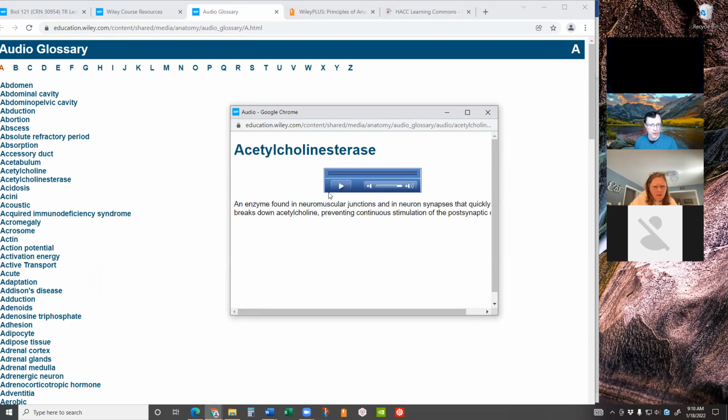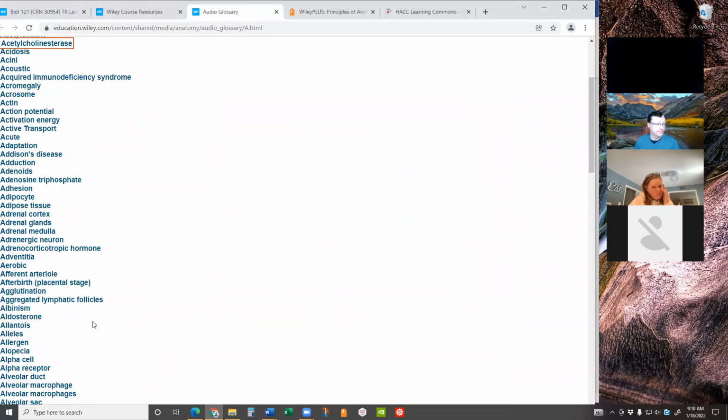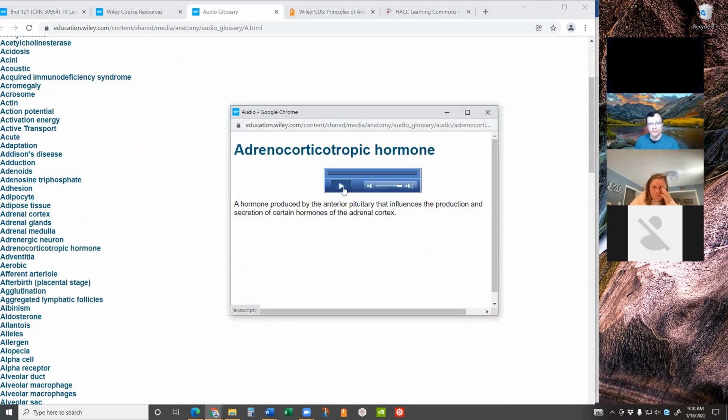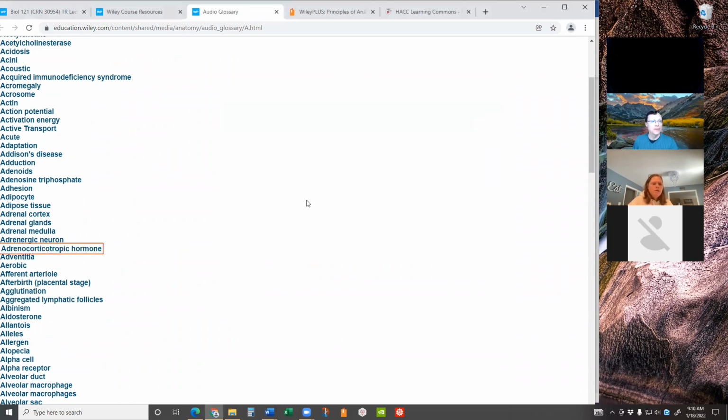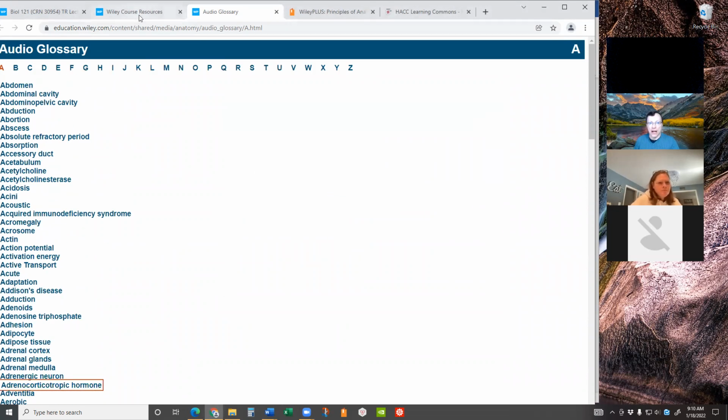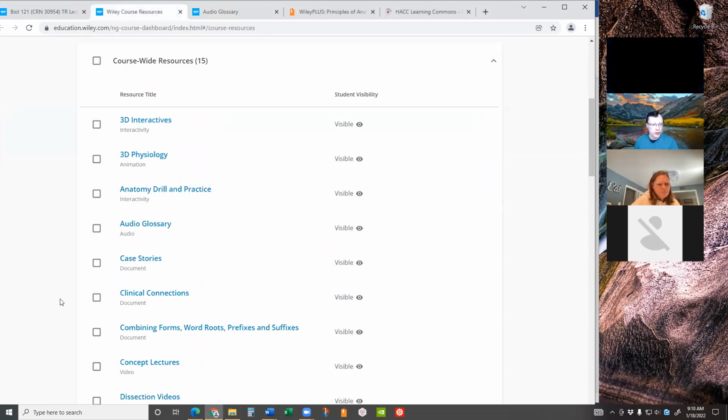Acetylcholinesterase. Okay, so what I'm saying is that the software can actually help you learn how to say these terms, to pronounce these terms properly if you're ever confused about things, okay? Like, I don't know, let's try this one, adrenocorticotropic hormone. Adrenocorticotropic hormone. There you go, okay? So all kinds of fancy words, okay, to learn. So the point is that there's lots of support resources here for you.